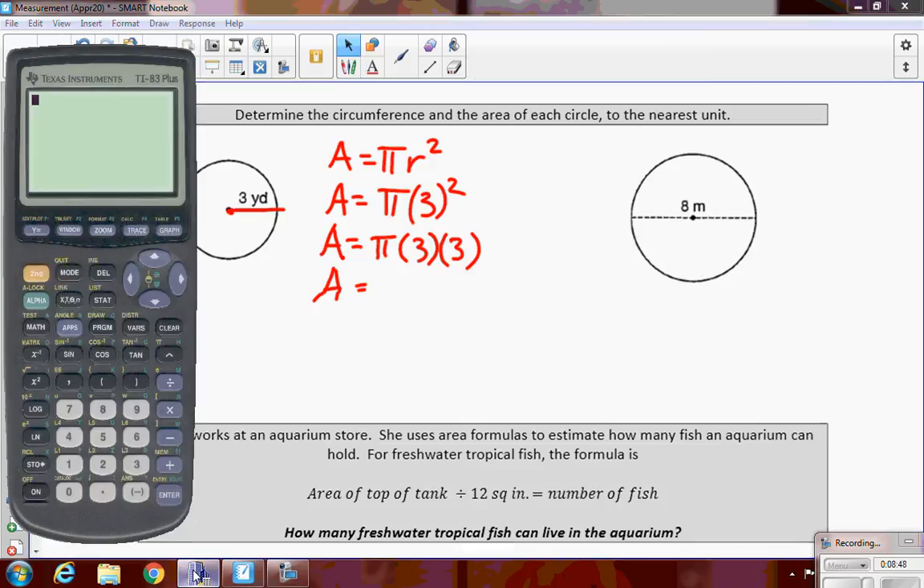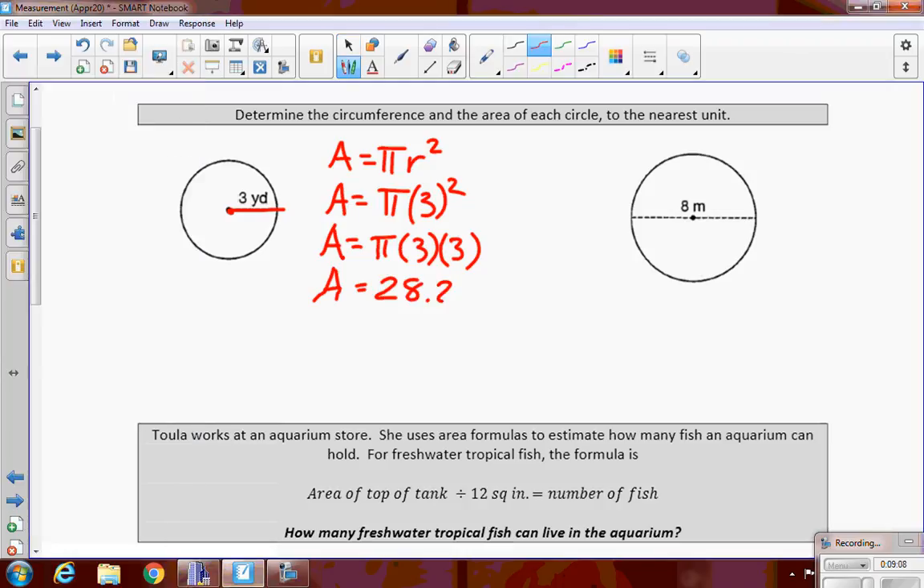And I'll bring up the calculator to show you. This calculator does have a pi button. So I can say pi times 3 times 3. And this tells me that the area of this circle is approximately, now we're going to have to round because pi is a number that never ends, approximately 28.27 square yards. And we could say yards squared. So that's the area of that circle.